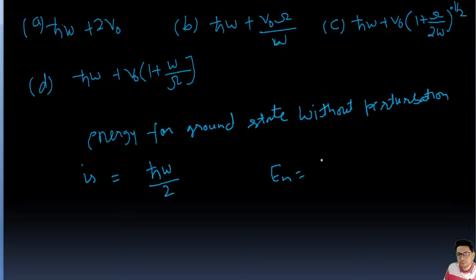That is ħω(n + 1/2), right? So for the ground state, n equal to 0, it is going to be ħω/2. Here there are two particles, so we multiply by 2, so it is going to be ħω. So the ground state energy of the two-particle system is ħω, without perturbation, when no perturbation is done. So this is the one.